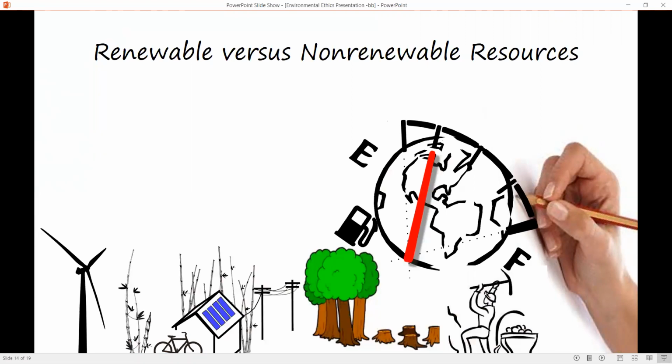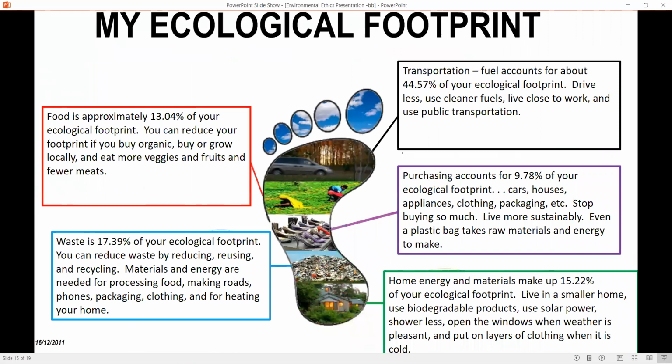When considering how to reduce your ecological footprint, it is important to first determine your actual footprint. Here is a hypothetical breakdown that may closely resemble your footprint. Food is approximately 13.04% of your ecological footprint. You can reduce your footprint if you buy organic, buy or grow locally, and eat more veggies and fruits and fewer meats.